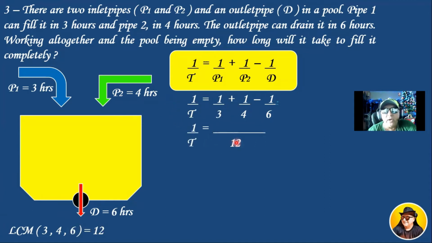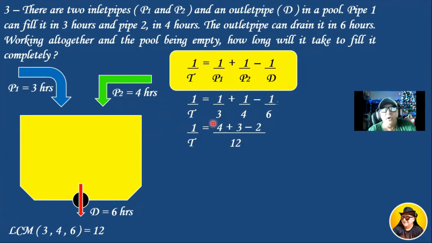Now we are going to divide and multiply. Come on, do it with me. 12 divided by 3 is 4. 4 times 1 is 4. All right, plus 12 divided by 4 is 3. 3 times 1 is 3. Okay, minus 12 divided by 6 is 2. 2 times 1 is 2.